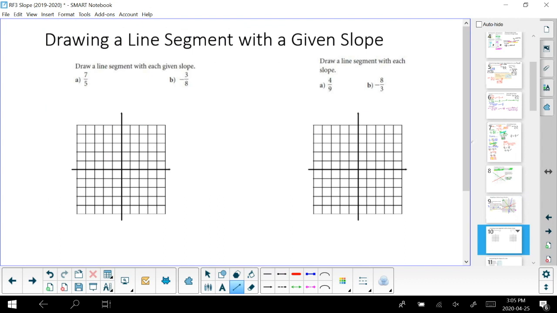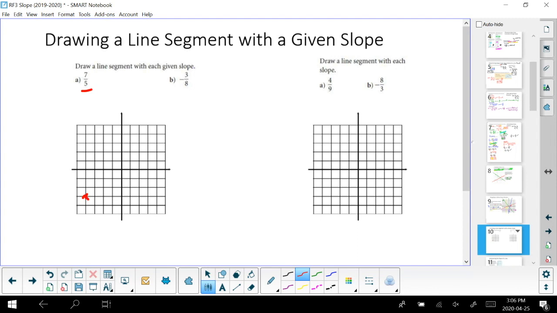Last couple of examples we'll try out today. Here it asks us to draw a line segment with each given slope. So we have essentially free reign to pick our starting point. So a slope of 7/5 means that for every 7 units we move up, we're going to move 5 units to the right. So let's start off somewhere in the bottom left so we have enough room to move up and to the right. So let's start perhaps here.